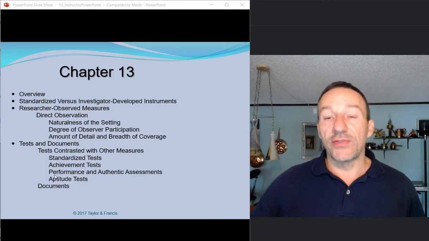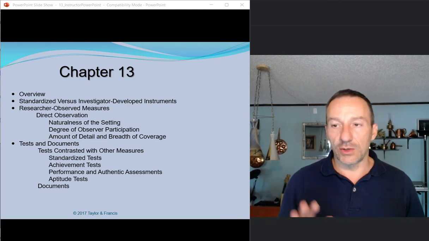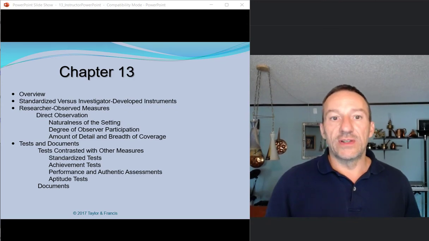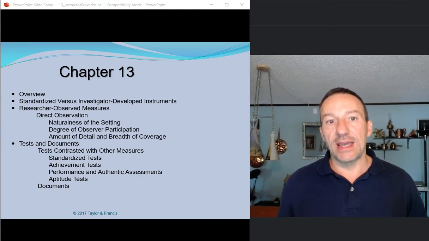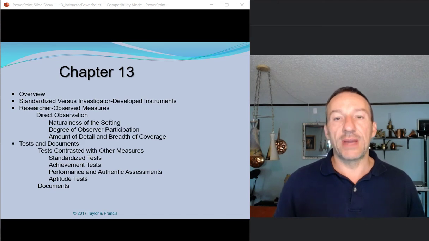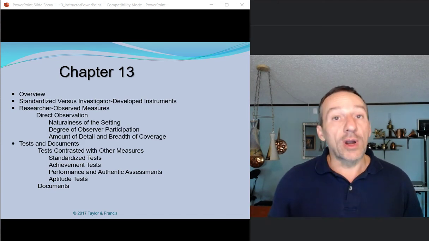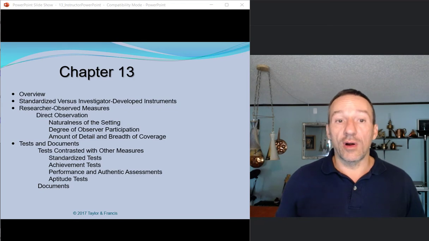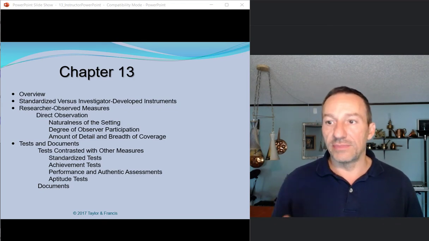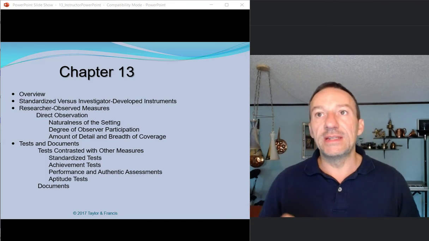On performance and authentic assessments, the investigator observes an individual's performance on a certain task and judges the product based on some criteria. These are going to be more common in things like music or arts, where you need to be able to produce something like a painting or play the piano, produce a piece of music.